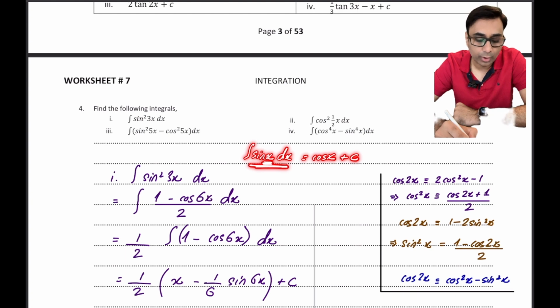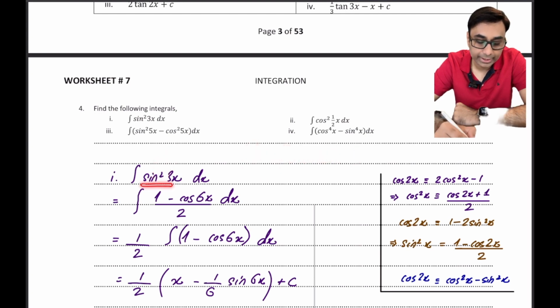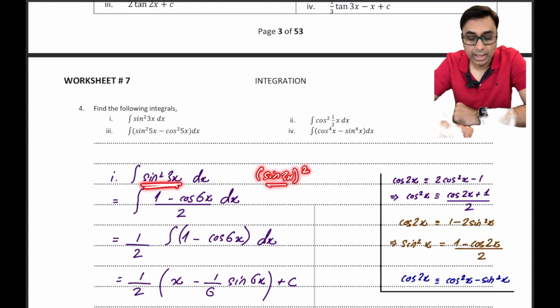I can't use the formula directly over here because there's a whole square here. Since there's a whole square, I would not be able to use this particular formula, so I would have to get rid of this whole square. Remember that sin square 3x is basically sin 3x whole square. Because I have a whole square over this, I'm unable to directly use the formula of integration.